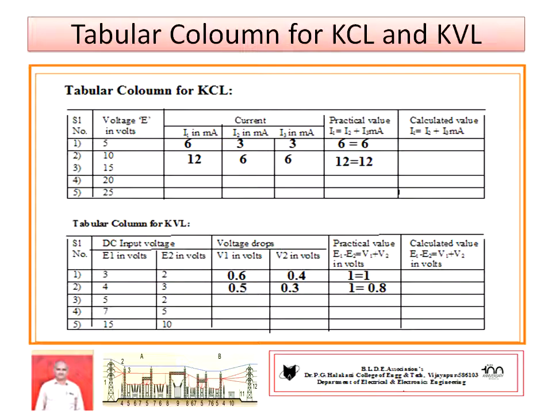equal to 6. Similarly, in the KVL column, for the KVL circuit diagram, you adjust the E1 value to 3 volts and the E2 value to 2 volts, so the difference is 1 volt. Then voltmeter V1 reads 0.6 volts and voltmeter V2 reads 0.4 volts. Therefore, E1 minus E2 equals V1 plus V2, that is, 1 and 1.